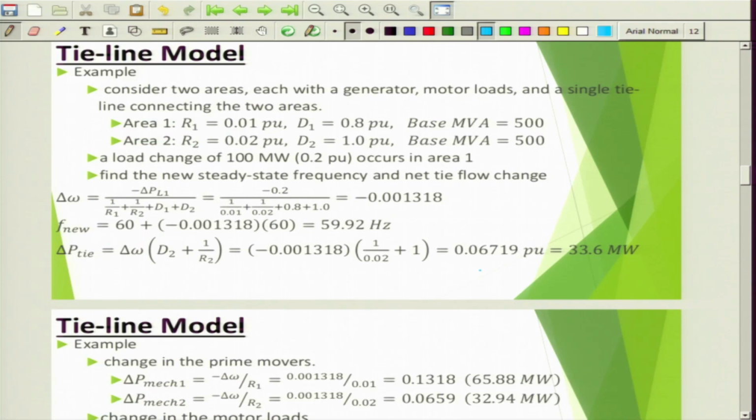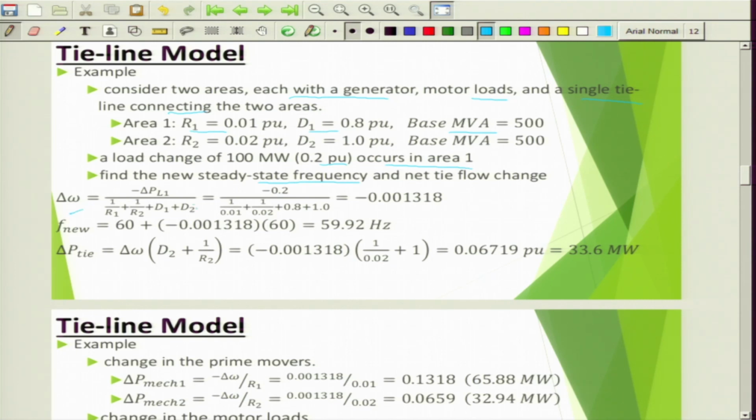Now let's take an example to understand. Consider two areas, each with a generator, motor loads and a single tie line connecting the two areas. Area 1 has a droop coefficient, D1 is given and base MVA. Similarly for area 2. Now let us assume a load change of 100 megawatt. With respect to base MVA of 500, this is 0.2 per unit. 0.2 per unit occurs in area 1. Now what is happening? Find the new steady state frequency and net tie flow change.